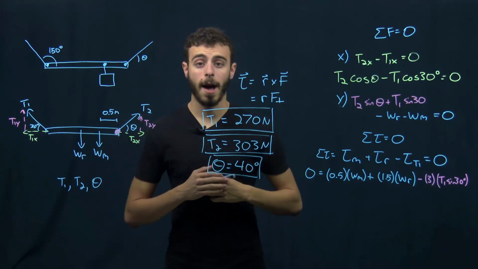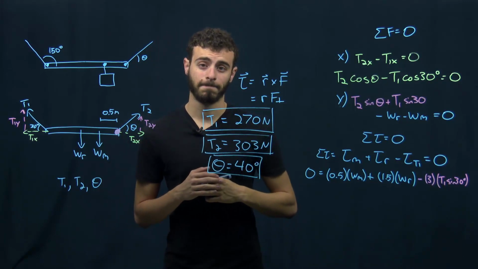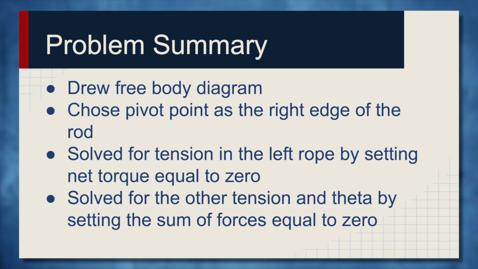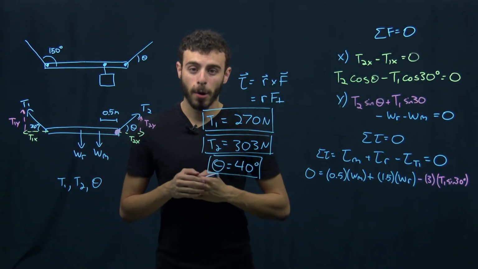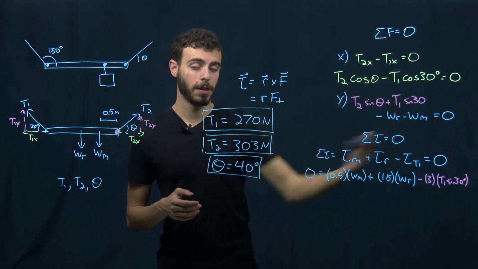Okay, so let's recap what we've done. We first drew our free body diagram, and then choosing a pivot point at the right edge of the rod allowed us to set the net torque about this point equal to 0 and solve directly for the tension in the left rope. Setting the sum of the forces in x and y equal to 0 allowed us to solve for T2 and theta. I hope this video is helpful, and I hope it showed you a little bit of how to approach these problems using our two conditions.